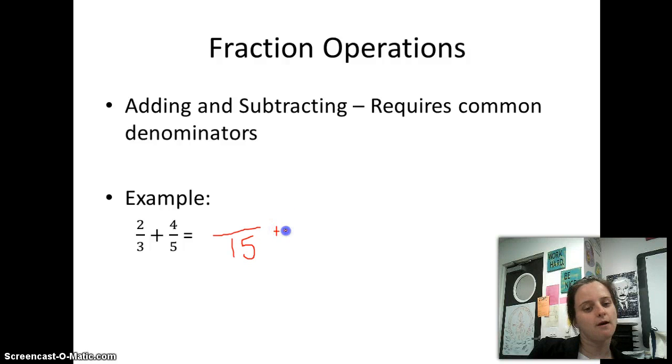And pardon my handwriting, it's kind of sloppy on here, but I know you guys will forgive me because you're so sweet. So I changed my denominators to 15.